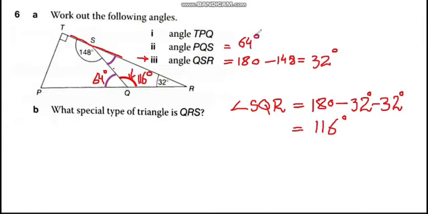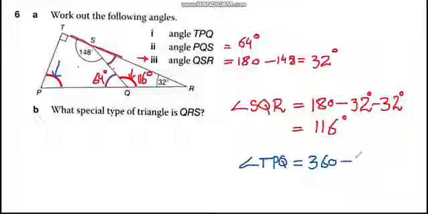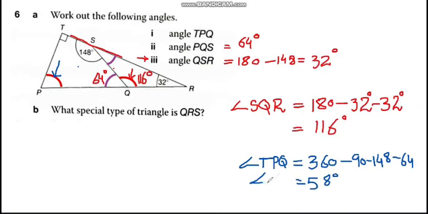Now to figure out the last angle, that is TPQ, I have a quadrilateral where the sum of angles is 360 degrees. So to figure out that angle TPQ, I will subtract all the given angles from 360. So it will be 360 minus 90 degrees minus 148 degrees minus 64 degrees, and that will be 58 degrees. So now we have figured out all the required angles.